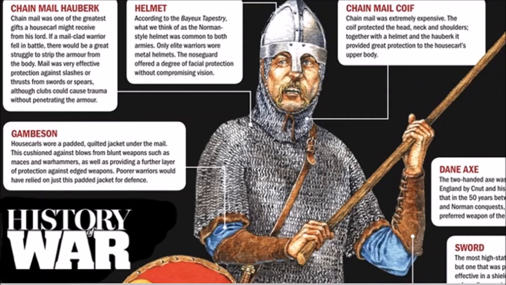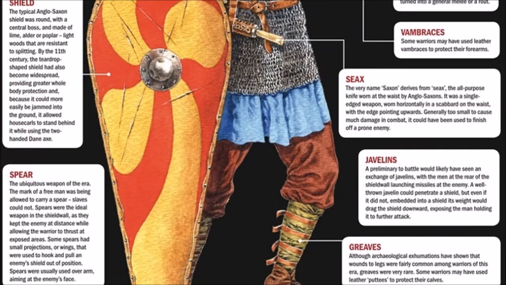Housecarls are very high status men, so they would have a good quality sword. They would also have a seax, which is a small little dagger worn at the waist, and it wouldn't really be used to fight with. It would be used to finish someone off. So if you're fighting with a sword, that small dagger could be used to finish someone off. Okay, if someone raises their shield to protect themselves, thus exposing their underarm, a housecarl could then take out their seax and stab that person with it.